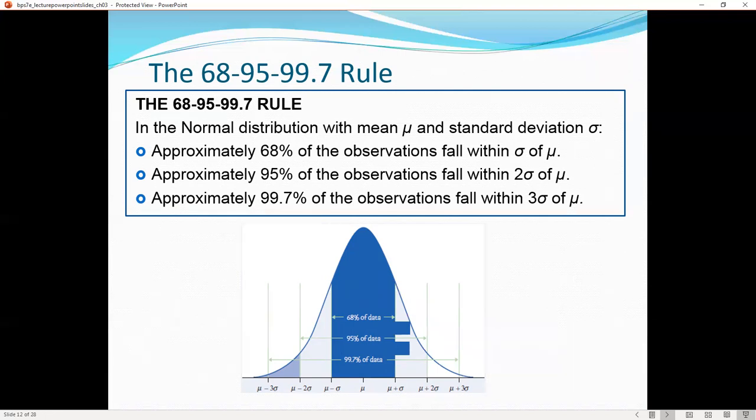So 1 standard deviation away from the mean, above and below, gets us 68% of the observations. 2 standard deviations away from the mean, above and below, covers 95% of observations. And between 3 standard deviations below the mean and 3 standard deviations above the mean, our distribution covers 99.7% of the observations.